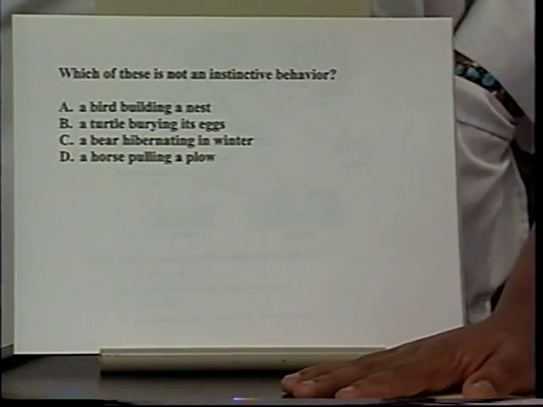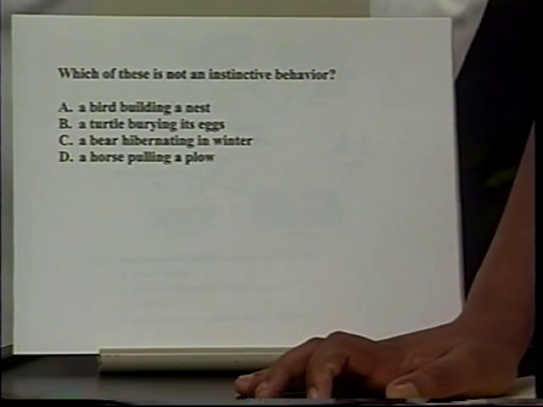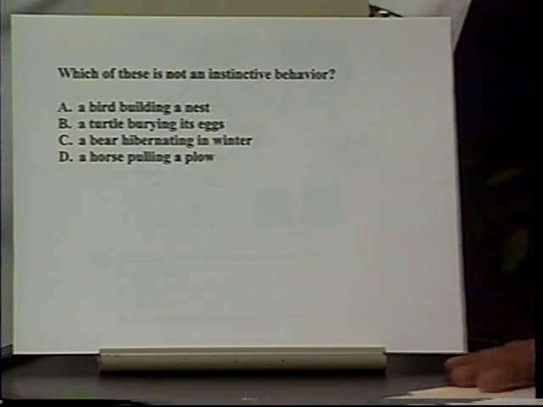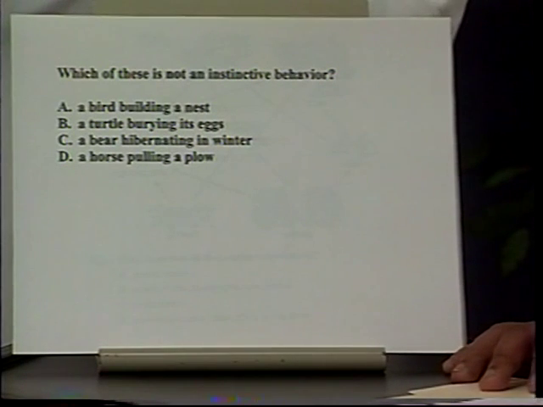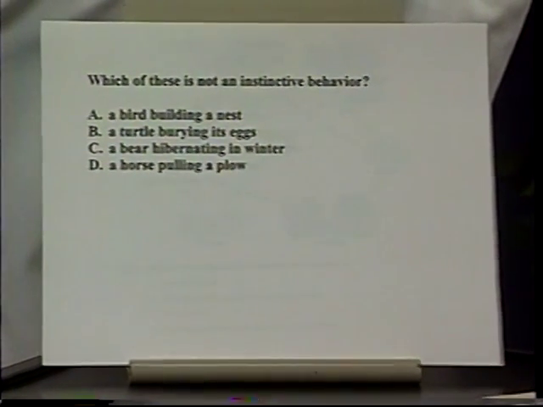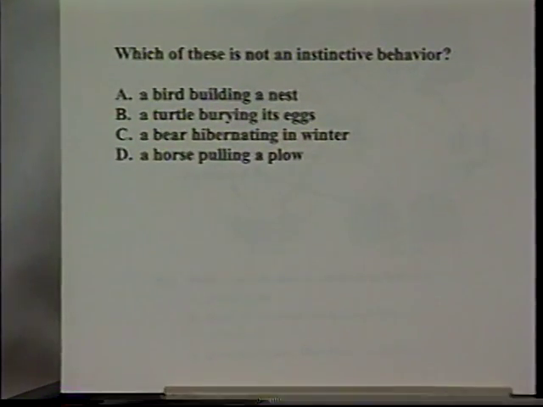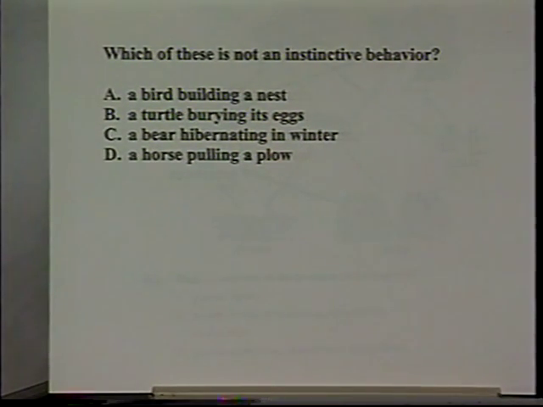Which of these is not an instinctive behavior? What's an instinctive behavior? Something that comes from instinct, something you do without having to learn it. You sort of inherit it, right? A, a bird building a nest. B, a turtle burying its eggs. C, a bear hibernating in the winter. D, a horse pulling a plow.